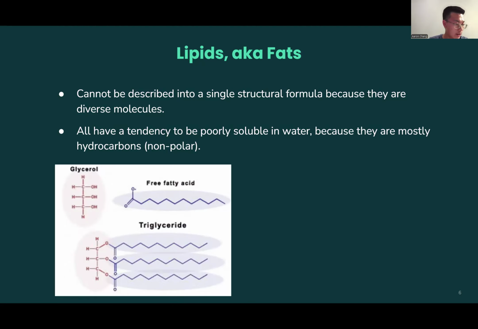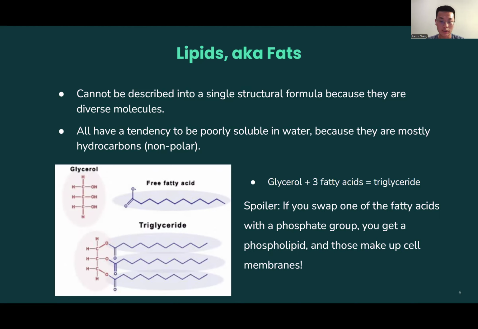We can see here that the most basic unit of a lipid is the triglyceride. It is made up of a glycerol and three fatty acid chains. You get a triglyceride. Now, these fatty acid chains can either be saturated or unsaturated. Saturated if they have no double bonds in the fatty acids, and unsaturated if they do have double bonds in the fatty acid chain. Here's a cool thing.